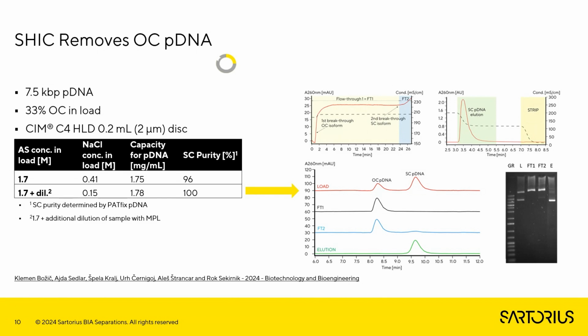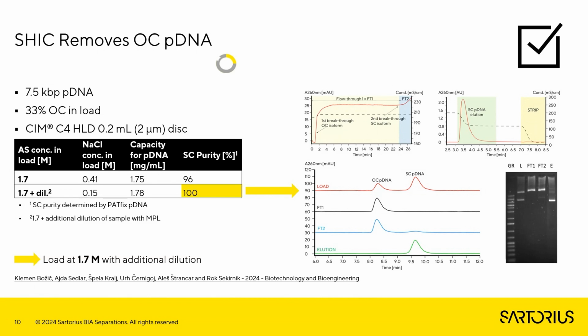We see that we overloaded the column. We have 2 breakthroughs, and the CIMac pDNA chromatograms and agarose gel show that we removed the impurity in the flow-through and eluted pure supercoiled plasmid. So the aim was achieved.